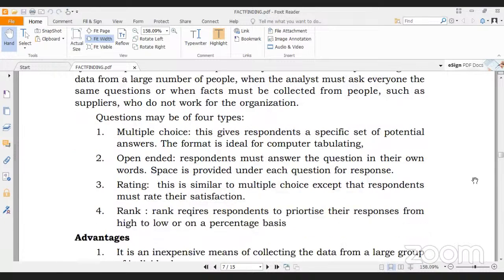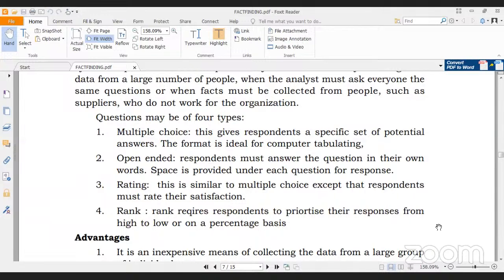Then open-ended, the respondent must answer the question in their own words. You give some space. You write, let's say, who is the vice chancellor of Utkal University. So you give space. Let them write. Or, who is the vice chancellor of Utkal University? A. Rama, B. Sama, 3. Professor Sabita Acharya, 4th. Professor, let's say, Nagar. That is the first, the MCQ. Then open-ended, who is the vice chancellor of Utkal University? Give space. Then rating.